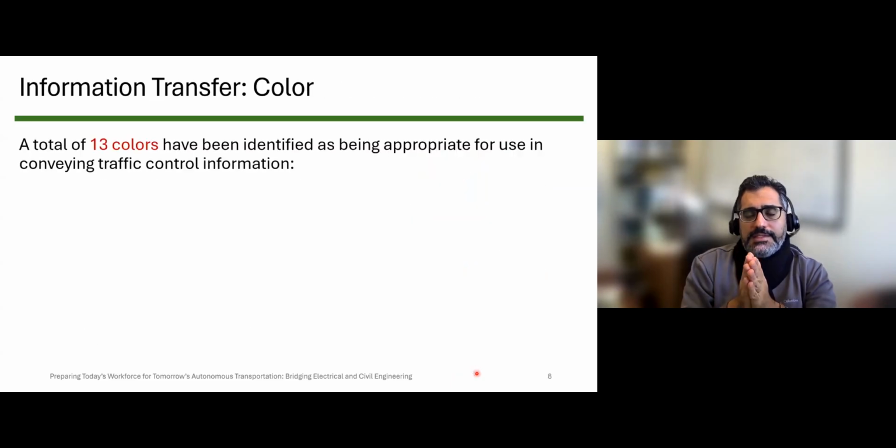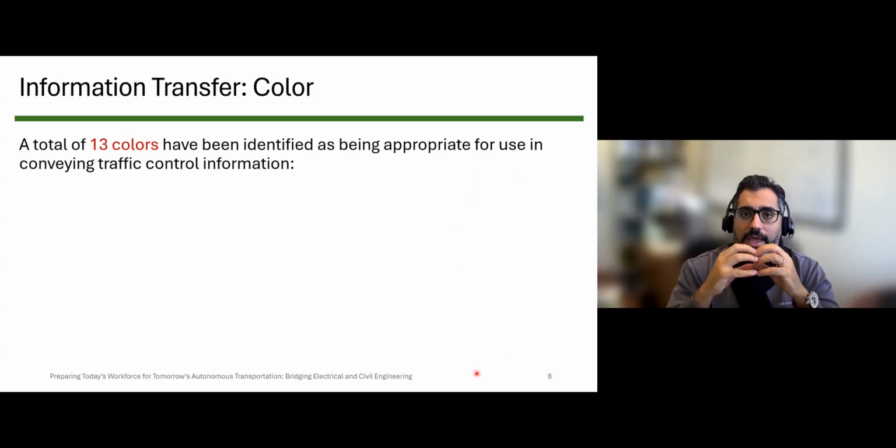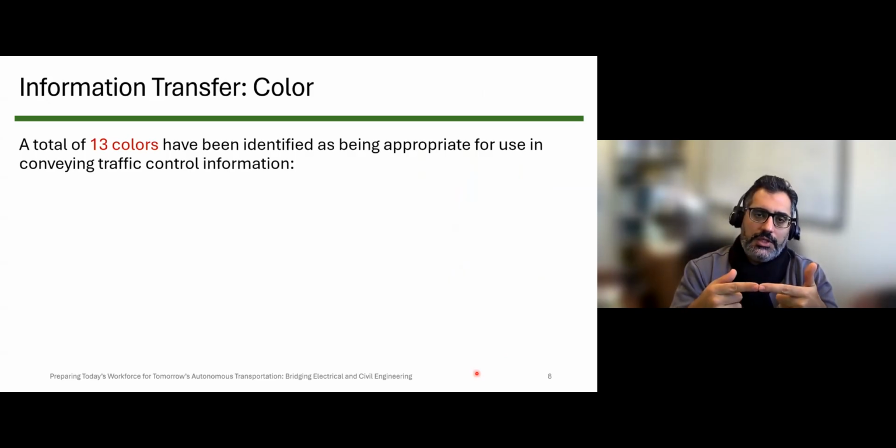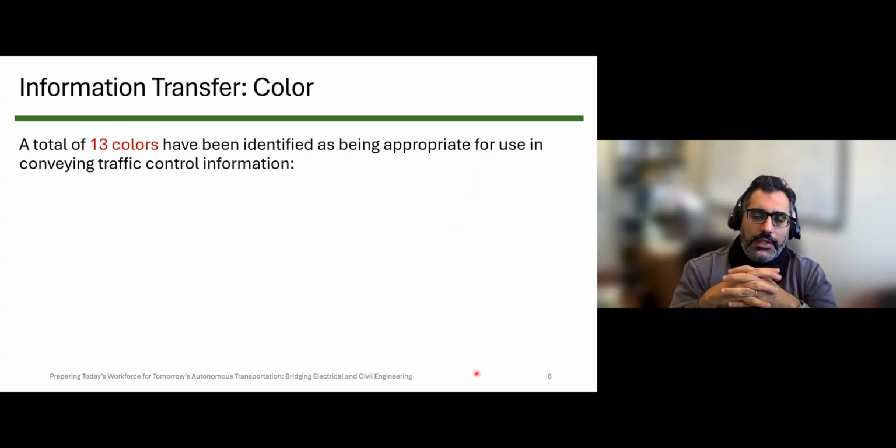Now that we know about the principles, let's talk about the methods and tools that we actually use to communicate the information. The most important one is color. We are talking a lot about visualizations. So the most important way of conveying information, transferring information, to road users is using different colors. MUTCD has defined 13 different colors.